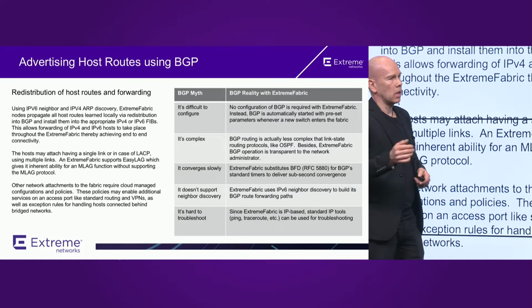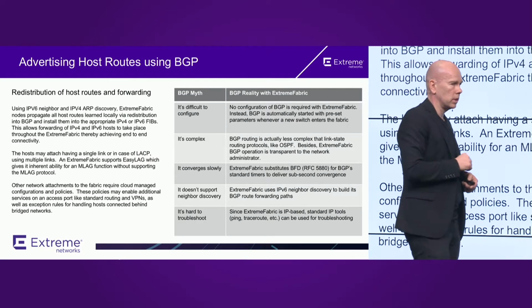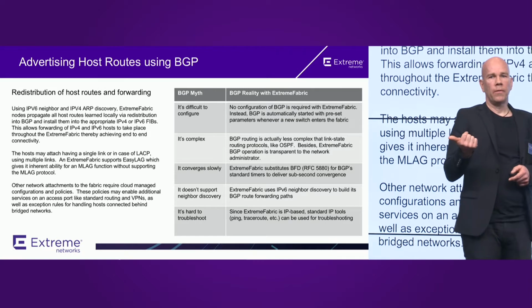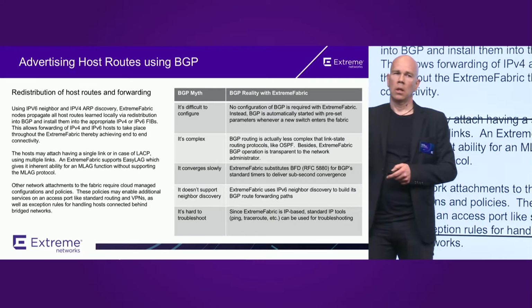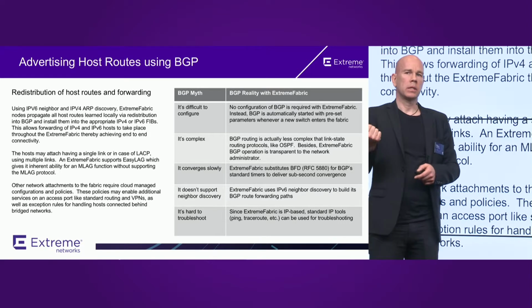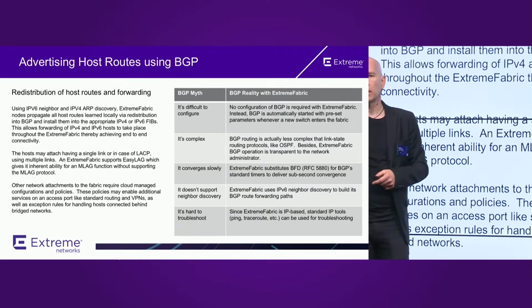It doesn't support neighbor discovery. Well, I walked you through the fact that we use IPv6 neighbor discovery for forming the IP core. It's hard to troubleshoot. So here's the thing. Even if the fabric's intent is to hide all the complexity, you would have access to all your BGP commands. So you could do any traceroute, you could do pings, you could do all those IP tools. In addition, obviously, all the BGP CLI commands are available for troubleshooting and debugging purposes.